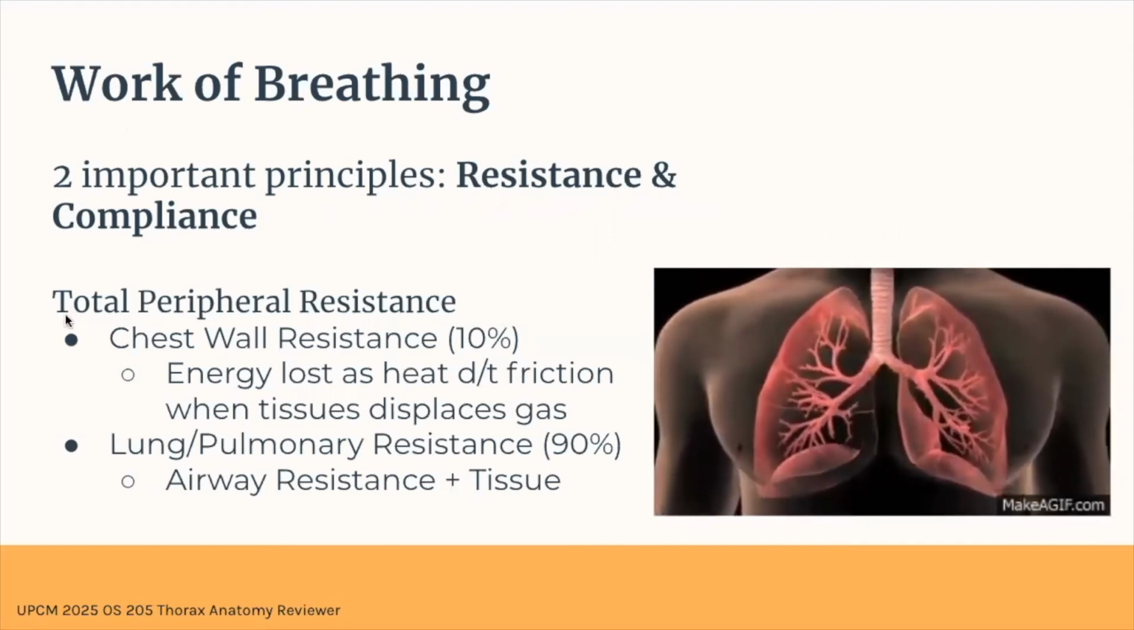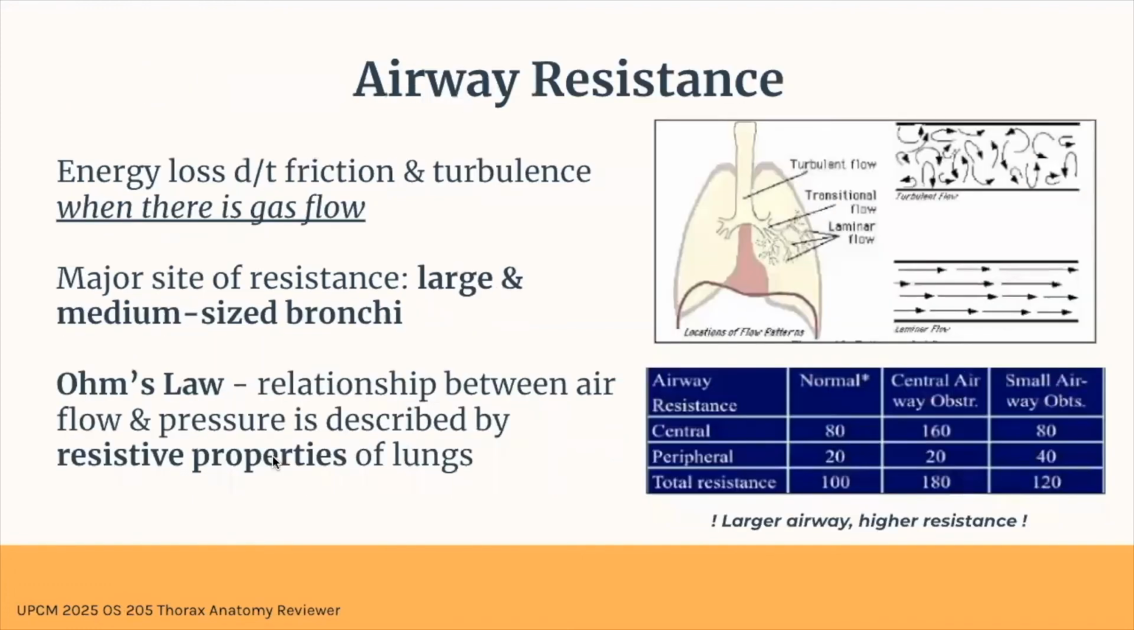Meron tayong tinatawag na total peripheral resistance and nahahati pa to sa dalawa. You have chest wall resistance that accounts only for 10%. This is actually the energy loss as heat due to friction when tissues and joints displace the gas flow. While 90% of your total peripheral resistance comes from your lung or pulmonary resistance, which is airway resistance plus tissue resistance. Okay?